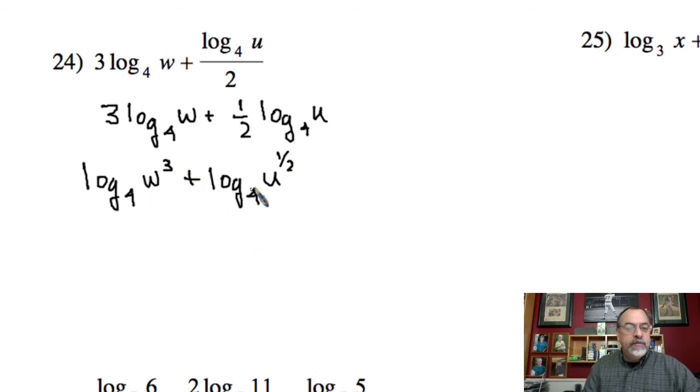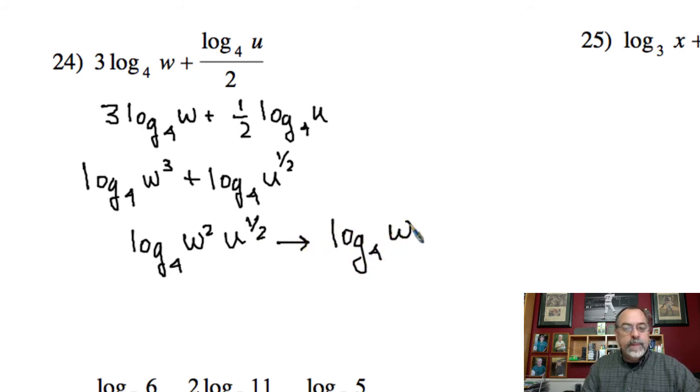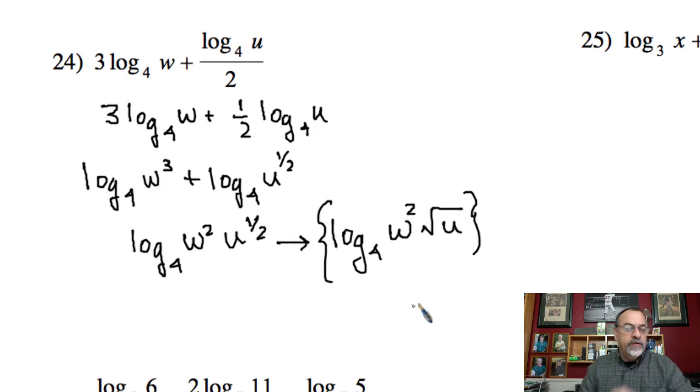Because it's addition, we're going to multiply these together. So log base 4 of w cubed times u to the 1/2. And the fractional power, we want to change into its root form, so w cubed times the square root of u would be the condensed version of this. Okay, 24, double check, that's good.